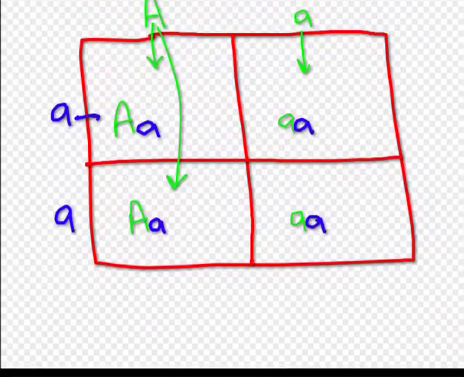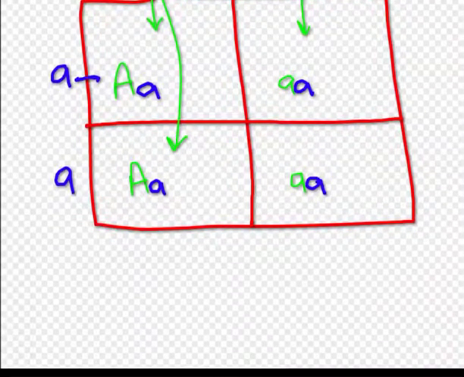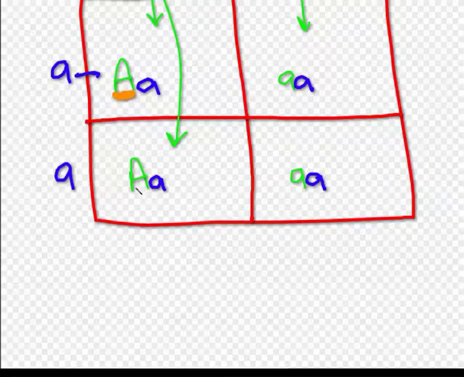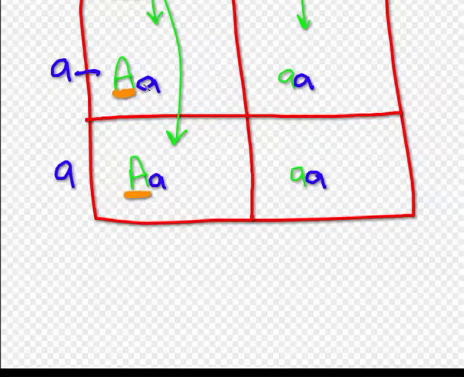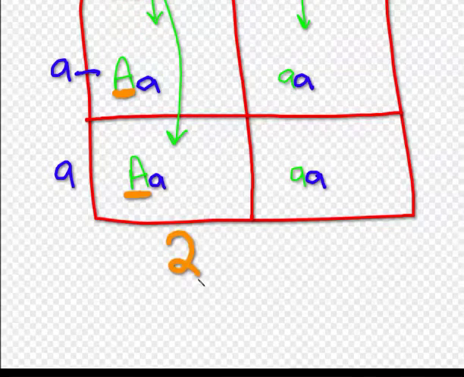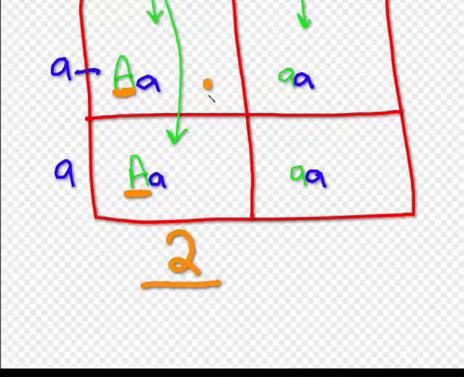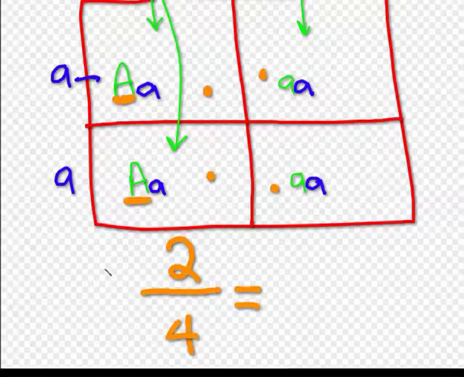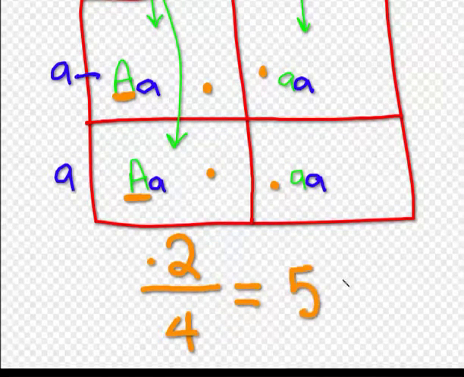So now that you know that, we're going to zoom down a little bit, and we have to figure out what percent of the time the dominant comes about. We have a dominant here, because the capital letter represents the dominant, and a dominant here. So you have two sets of dominants, and altogether we have 1, 2, 3, 4 squares. So that's 2 out of 4. Think of it in terms of money. If you have 2 quarters, that's 50 cents, or 50%.